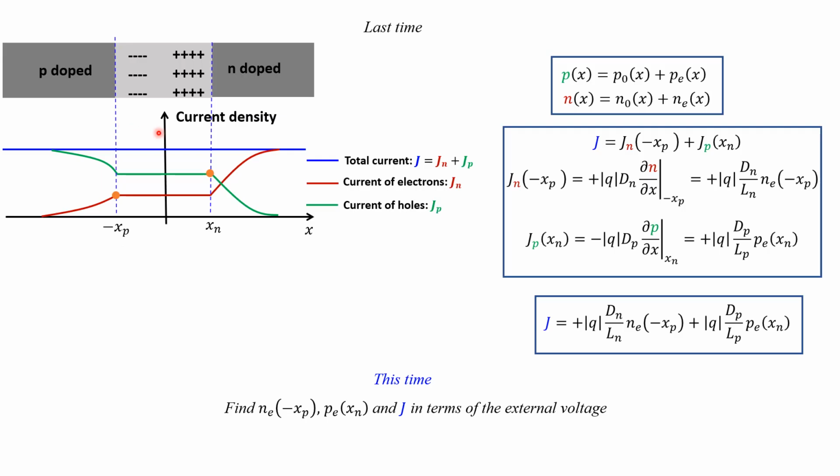So last time, we found an expression for the total current by evaluating the current of electrons at the interface between the depletion region and the p-doped region, in other words, at the minus xp point, and the current of holes at the interface between the depletion region and the n-doped region, in other words, at the point xn. And we found this expression in terms of the excess concentration of electrons at the minus xp point and the excess concentration of holes at the xn point.